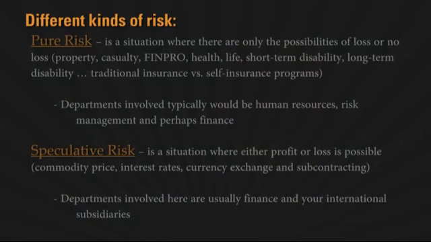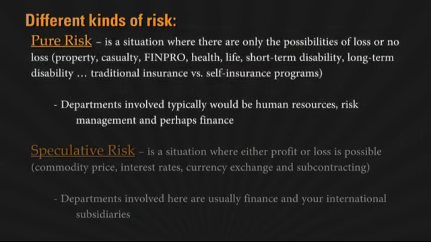So as a review of these different kinds of risk, pure risk is a situation where there are only the possibilities of loss or no loss. So property and casualty, health, life, short-term disability, long-term disability. Really, traditional insurance and also self-insurance programs can handle these. Departments that would typically be involved would be human resources, risk management, and perhaps even finance.